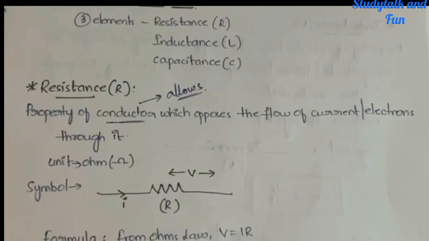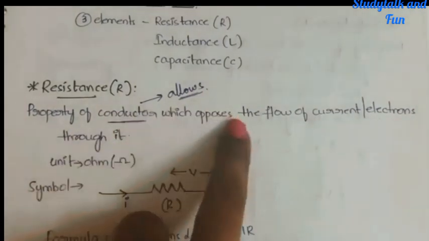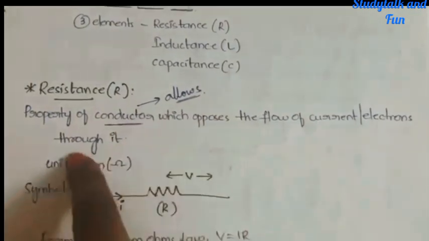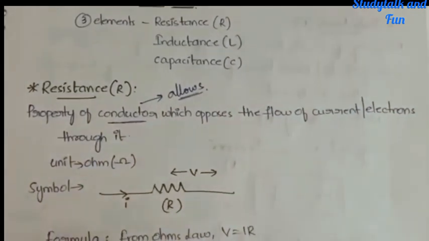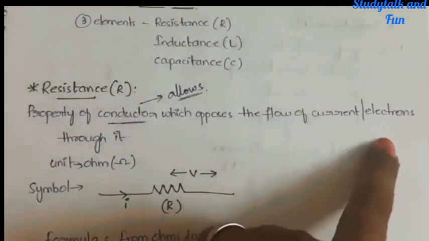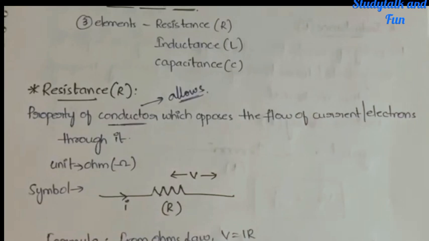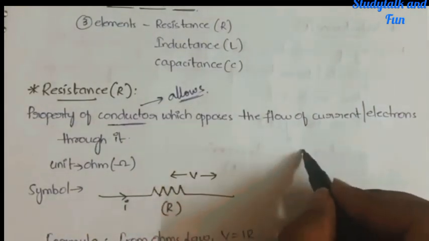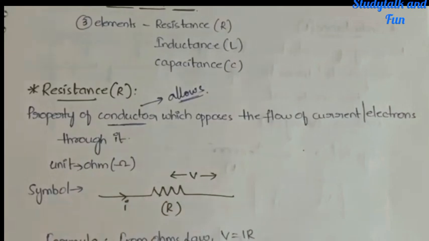Resistance is a property of a conductor which opposes the flow of current or electrons through it. In some books I have seen it as current, in some books as electrons. Simply, when a current is passing in a conductor, the flow of that current or electrons will be opposed with the help of a resistance.